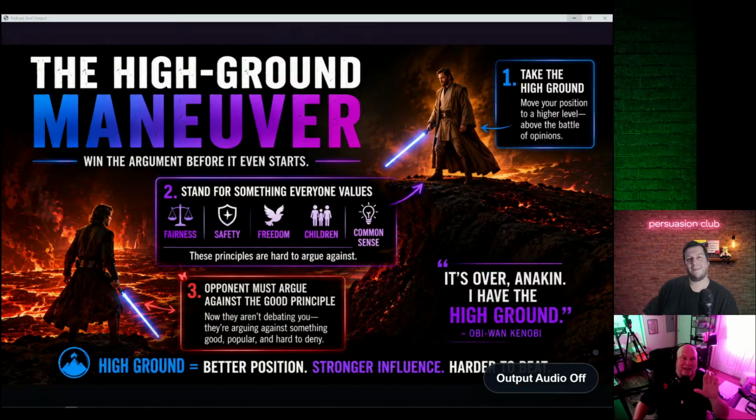Actually, since we've got this slide up here, and because there are people that will listen later and not have the visuals, maybe it would be good to talk a little bit about the 1, 2, 3 that's up there. For folks that aren't seeing this, we've got the whole Anakin, Obi-Wan thing going on. Obi-Wan's got the high ground. He's got his lightsaber there, and essentially, it says here, take the high ground, move your position to a higher level above the battle of opinions. So this is how the whole high ground maneuver works.